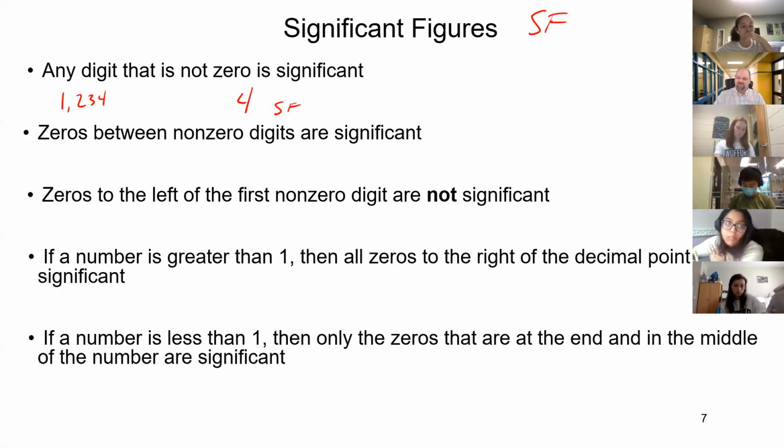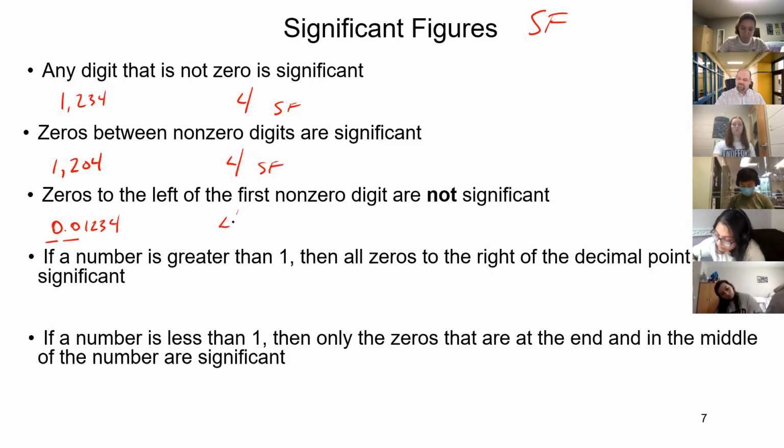If we have some zeros in between non-zero digits, so let's say it's 1,204, how many sig figs do we have there? 4. Zeros that are to the left of the first non-zero digit, so something like 0.01234, these zeros to the left, so that's both of these, are not significant. So I still have 4 sig figs.